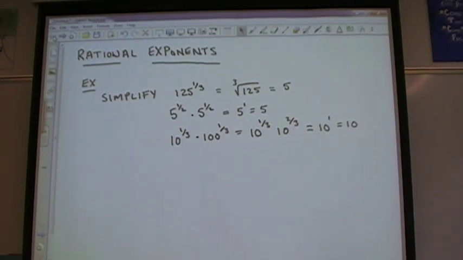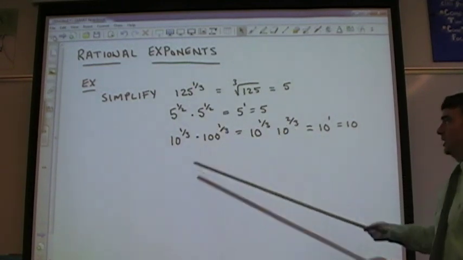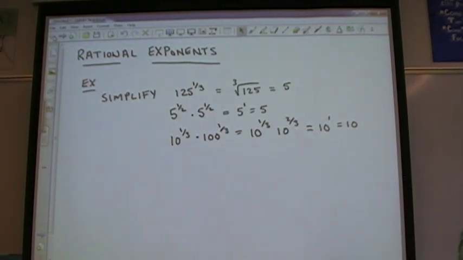Rational exponents. Alright, the first example has three different parts. You're going to be given something in exponential form and have to convert it to radical form. You'll also be given something in radical form and have to convert it back to exponential form.